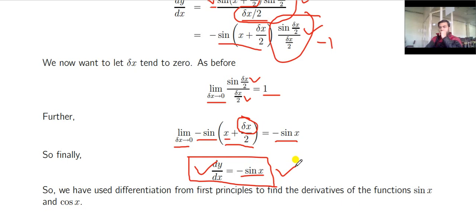So I think you are aware about the first principle of differentiation and finding the derivatives of sin x and cos x by the first principle of differentiation.